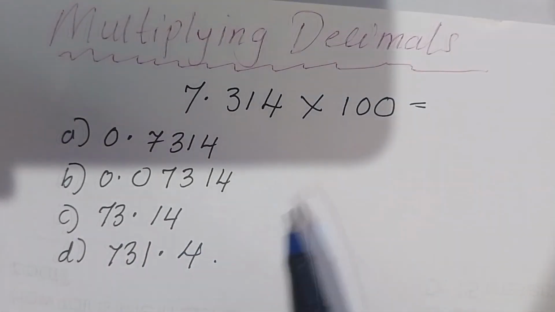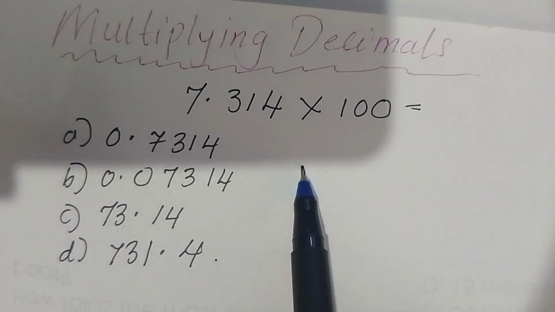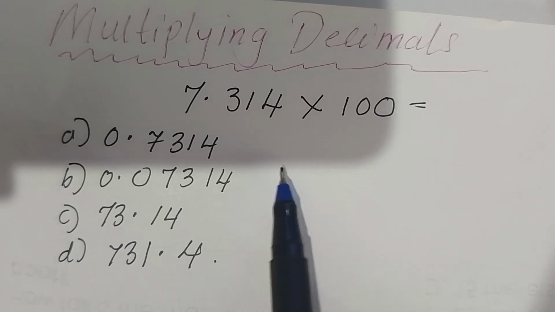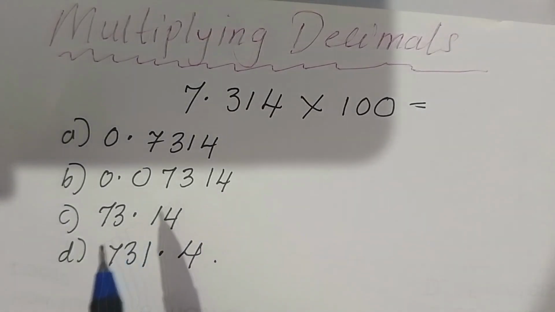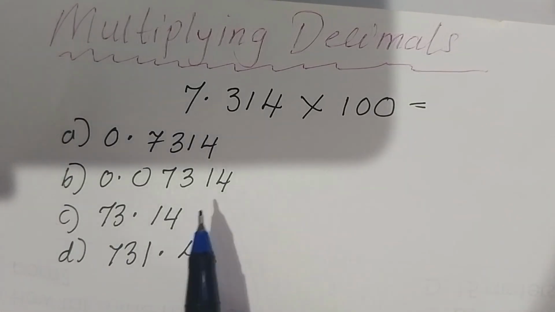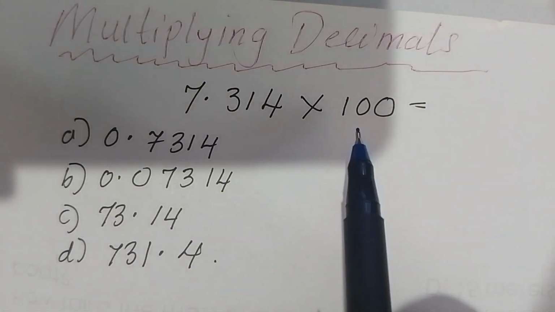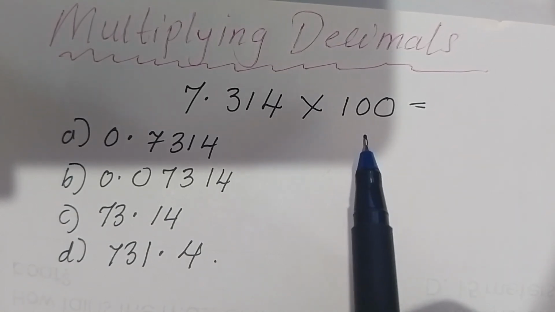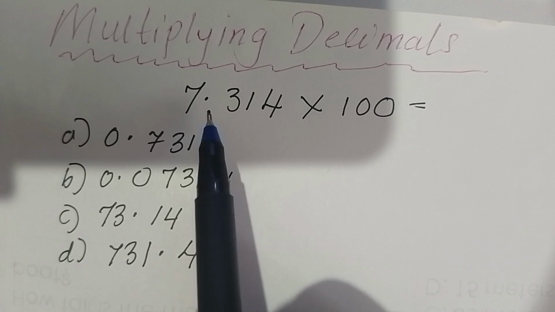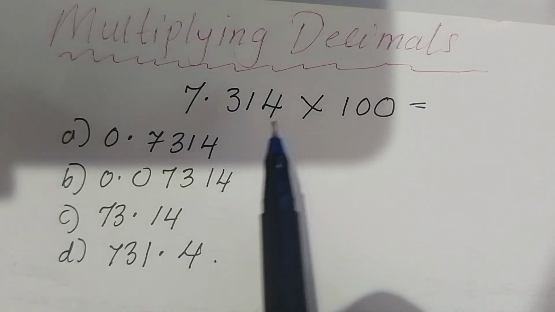When you're multiplying a decimal number by a power of 10 like 100, 1000, you don't need complex math. You just move the decimal point. Look at the 100. It has 2 zeros. That means we need to move the decimal to the right 2 steps.